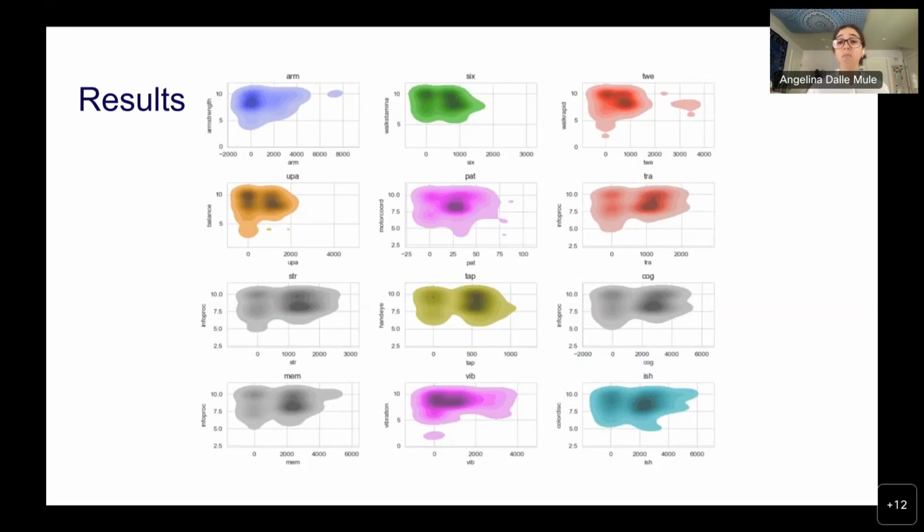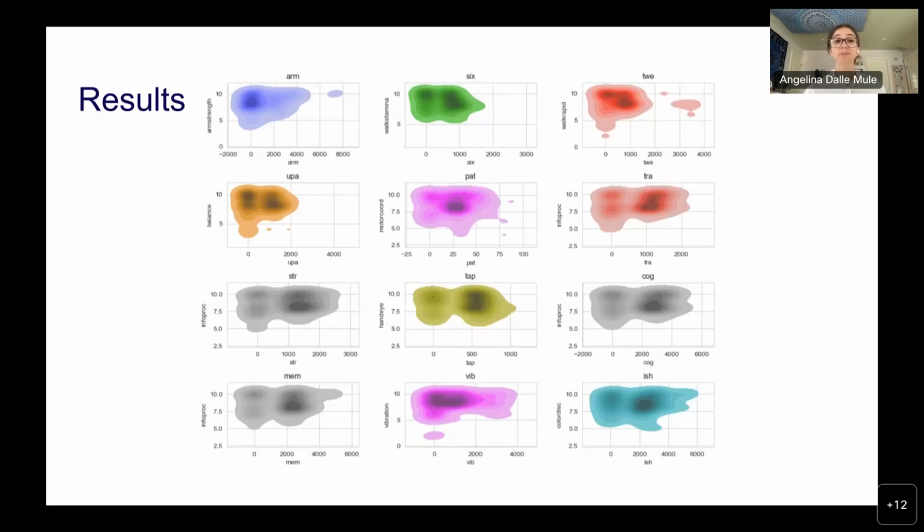As you can see, most of the data on all of the games, which are represented as arm, is arm elevation, 6 is the 6-minute walk, TWE is the 25-foot walk, UPA is tug, PAT is path, TRA is transcription, STR is Stroop, TAP is tap. Cognitive test was one of the memory tests, memory was the other memory test, VIB was vibration, and ISH was the visual contrast.